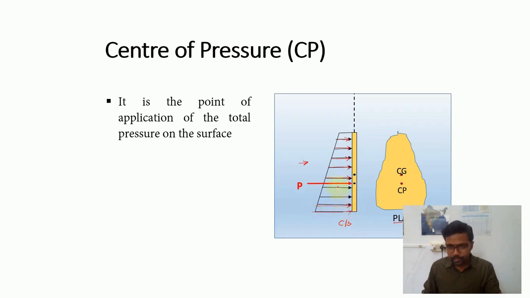Obviously, because there is more pressure force at the bottom, the resultant tries to shift towards the higher pressure force. That's why the center of pressure is always below the center of gravity. Okay, that is the reason. At most it goes near to the Cg, depending upon the shape of the plane surface. So it will never be above the Cg. Please keep that in mind.